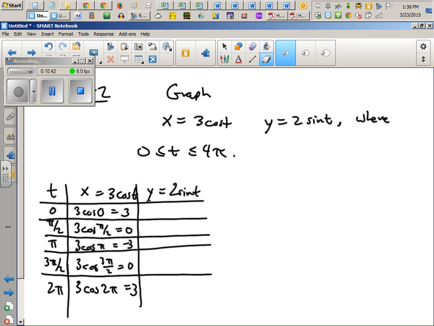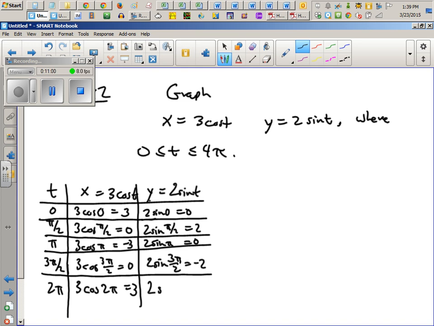Okay, so let's go ahead and try this now. It's going to be 2 sine 0, which is 0. 2 sine pi over 2, which is 2. 2 sine pi, which is 0. 2 sine 3 pi over 2, which is negative 2. And 2 sine 2 pi, which is 0, sorry. Okay, time to plot. Remember, I only did half the table I was told to.